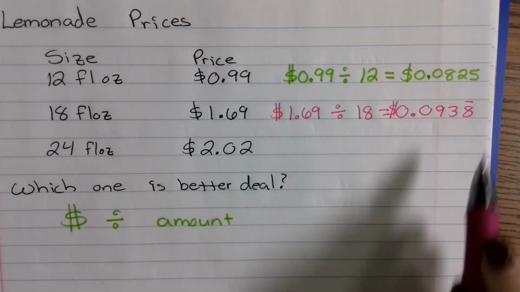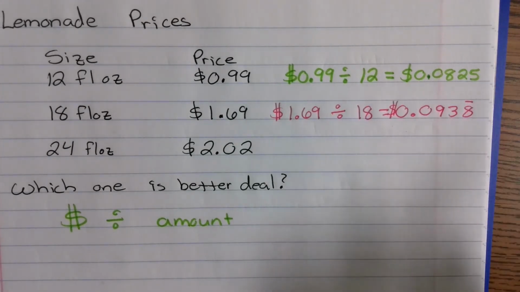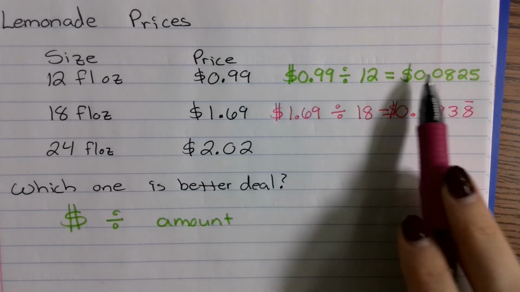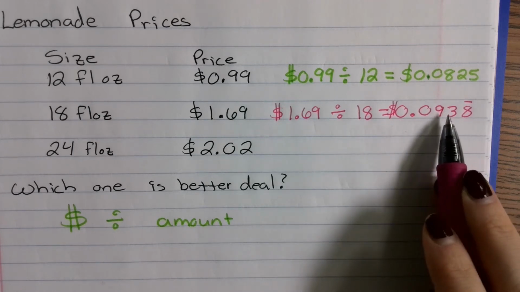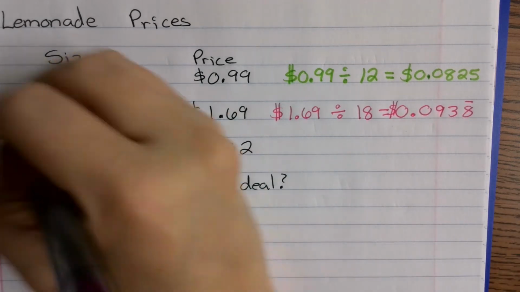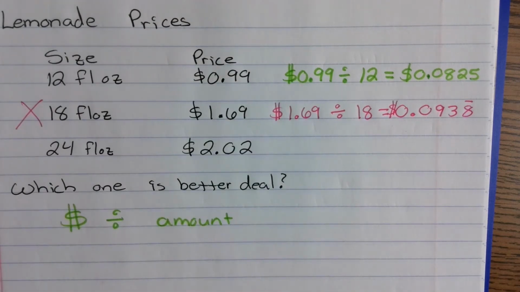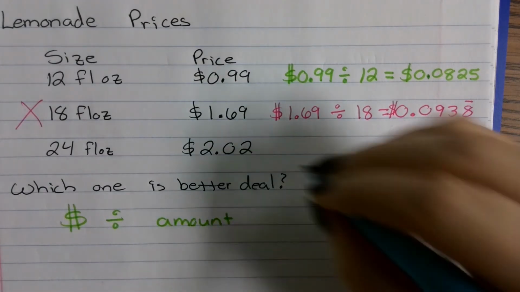So based off of these two so far, which one's cheaper? The first one, right? 0.08 is cheaper than 0.09. Okay, so right off the bat, I know that this is not going to be the cheaper one. Okay, then we're going to go on to the next one.